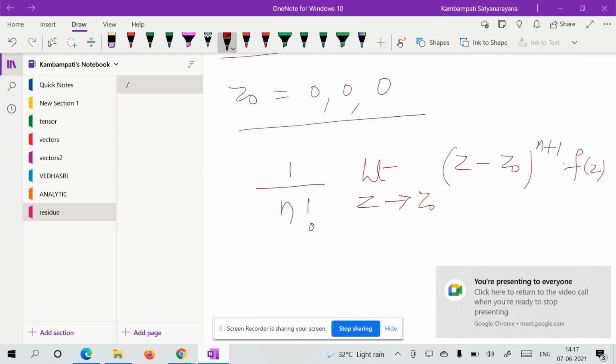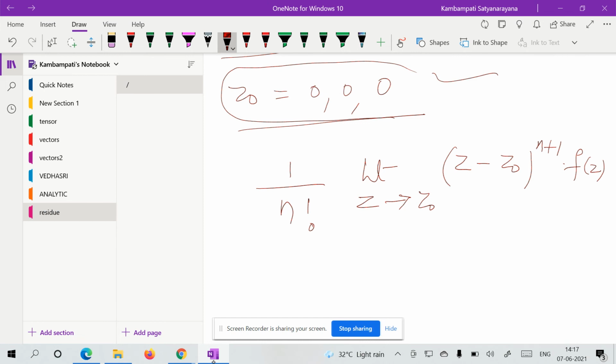So for any problem, suppose the singularities are repeated, so you can apply this formula. The residue of that function is 1 by n factorial, limit z tends to z naught, d power n by dz power n, of (z minus z naught) whole power n into f of z. Suppose this is n. Let me write it a bit more neatly.